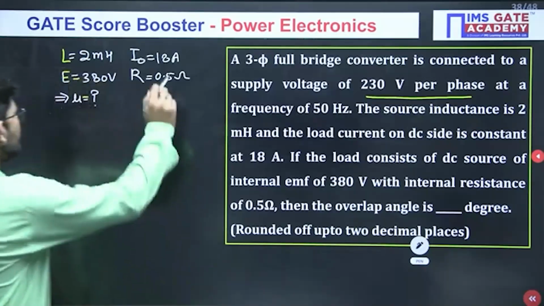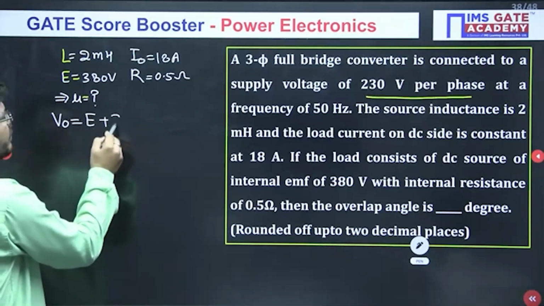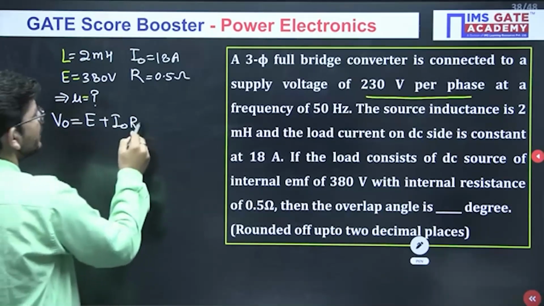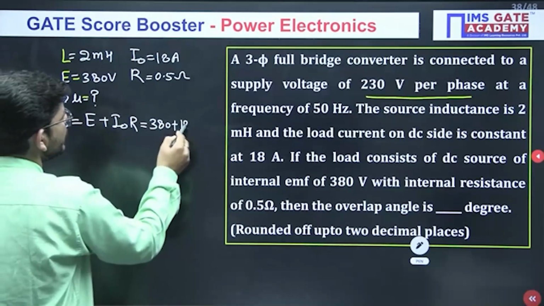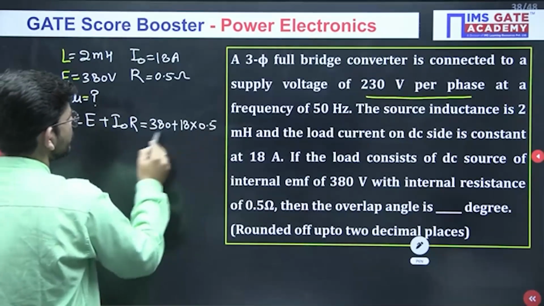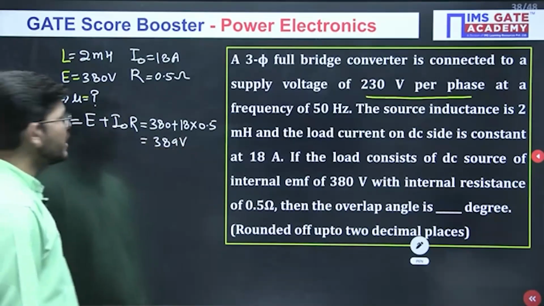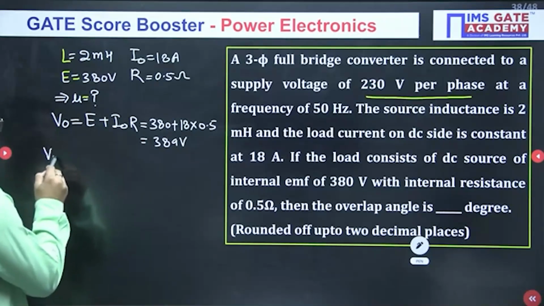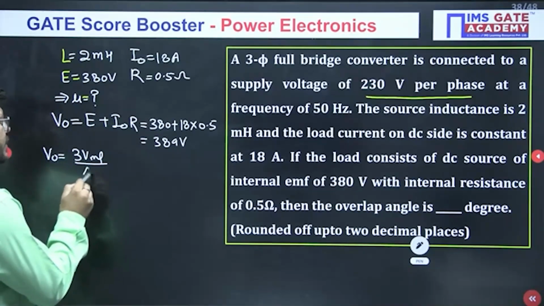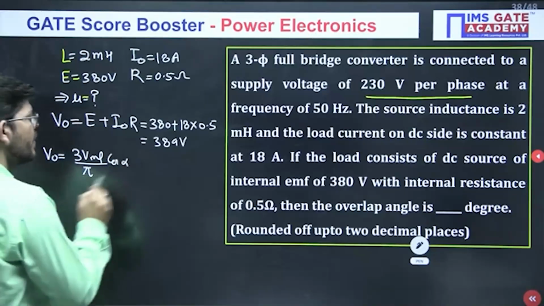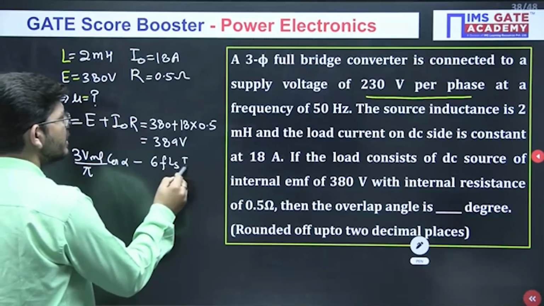Okay. So guys, just see, we can find output voltage by using this data. V is equal to E naught plus E plus I naught R. So E is given 380 plus I naught is 18 times R is 0.5. So you will get 389 volt as the output voltage. Now how to find the firing angle? Output voltage will be the old output voltage, which is 3 VML upon pi cos alpha, minus the reduction factor, which is 6F LS I naught.